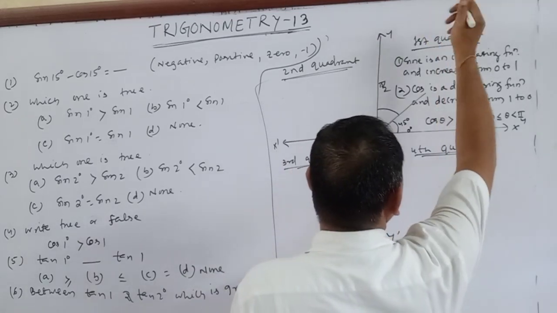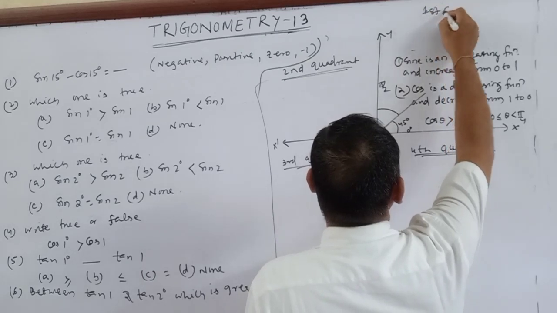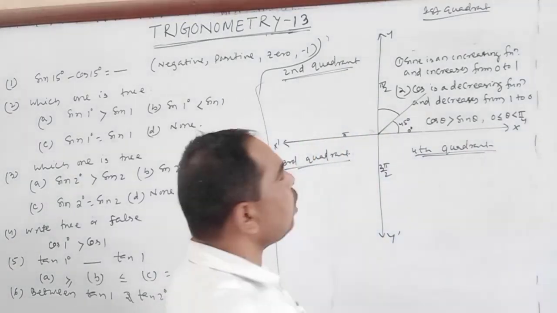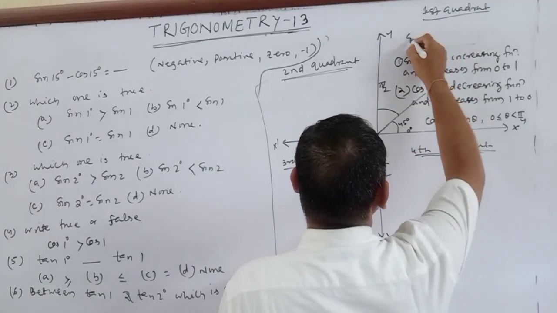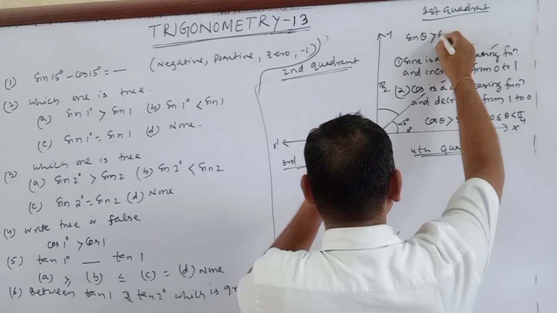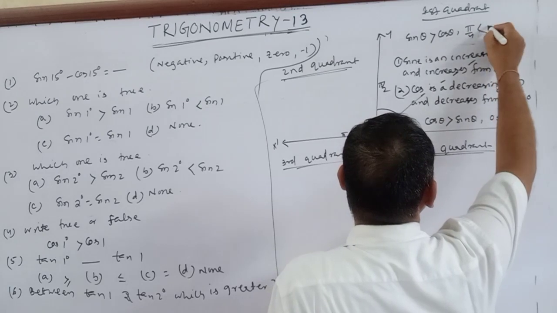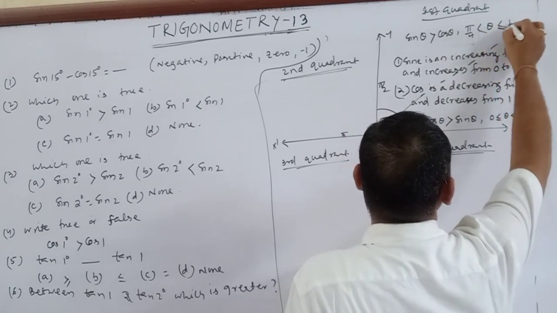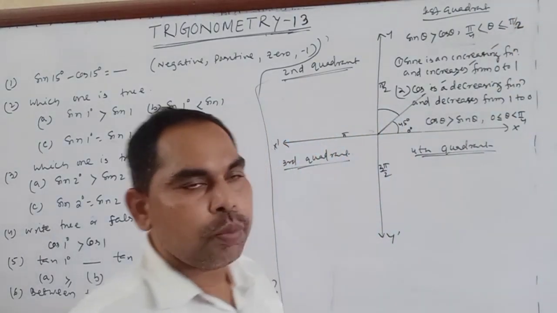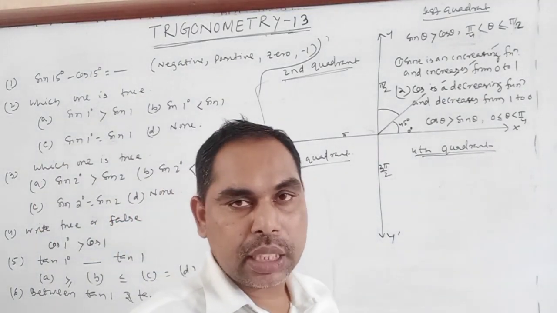So in first quadrant, sin theta is greater than cos theta when theta belongs to pi by 4 to pi by 2. Sin theta is greater than cos theta, okay?